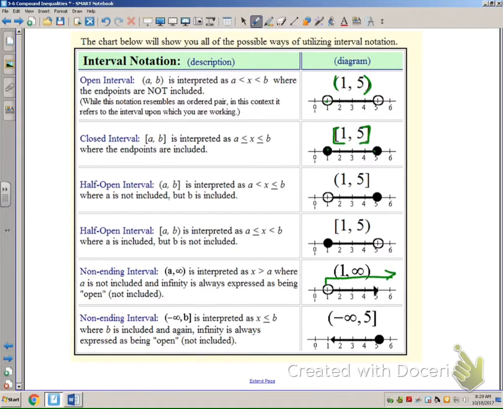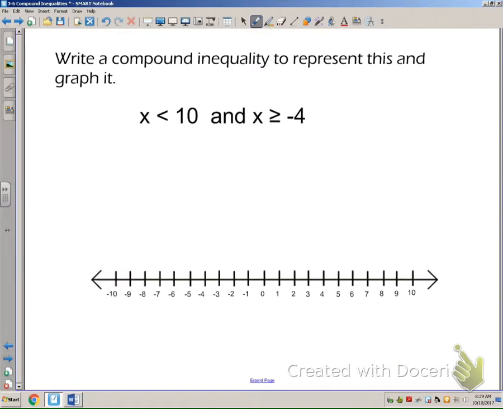And on this one, it's going from negative infinity. We always read left to right, so it's pointing forever down here in this direction. So we start at negative infinity and we come up to 5, and the bracket shows that I'm including 5. Okay, so we're going to write a compound inequality to represent this and to graph it. And I personally like to go in order from least to greatest, but you don't have to do that.